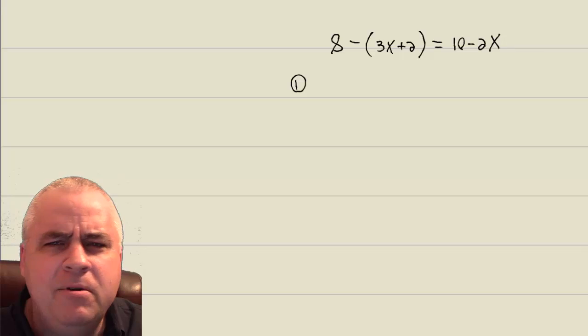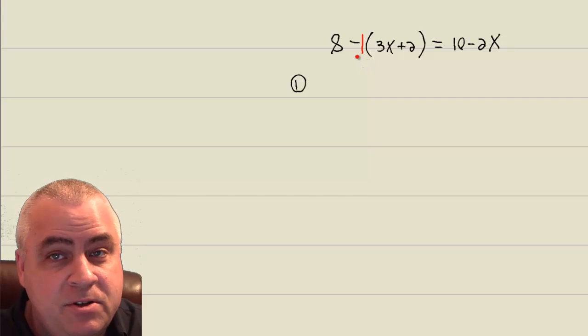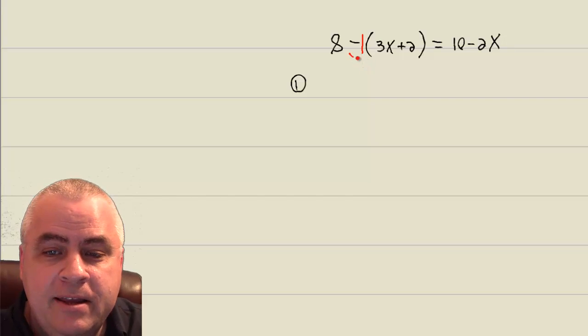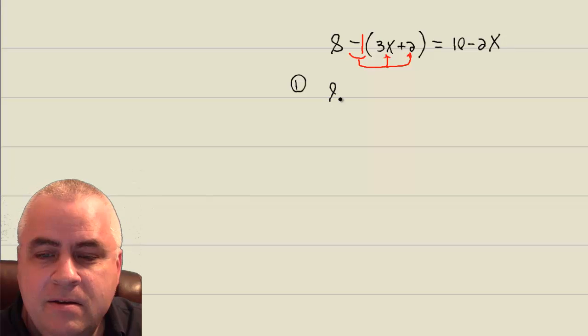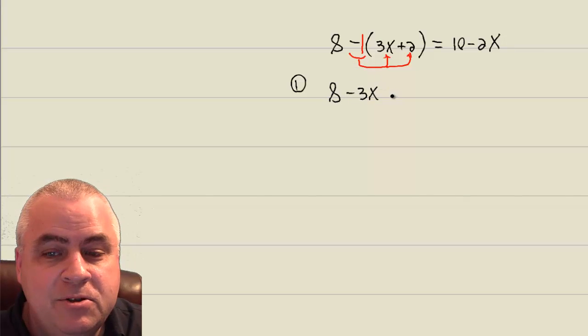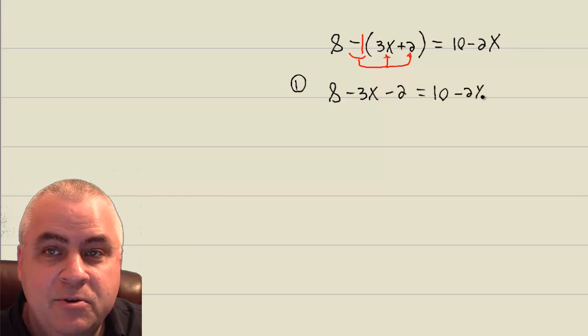Now we don't have a number in front of the parentheses, but remember, if there is no number there, there's always by default a 1. So there's an invisible 1 there. So it's still the distributive property. We're going to take the negative 1 and multiply it times 3x, and we'll multiply it times 2. So negative 1 times 3x gives us negative 3x. Negative 1 times 2 gives us negative 2, is equal to 10 minus 2x.